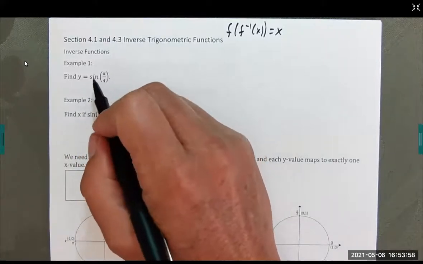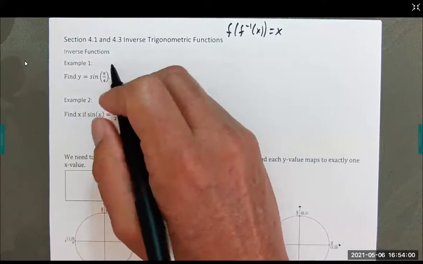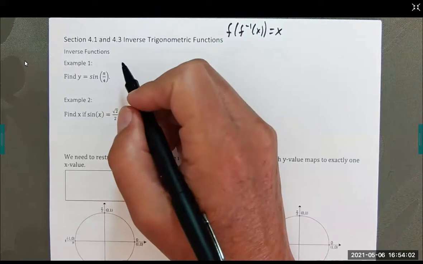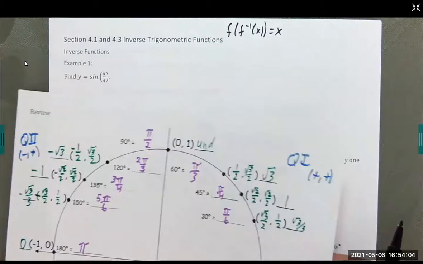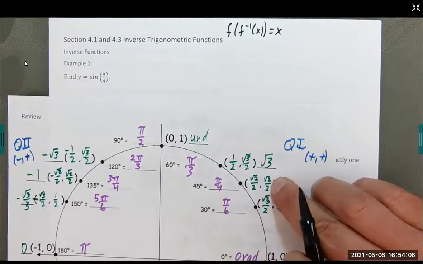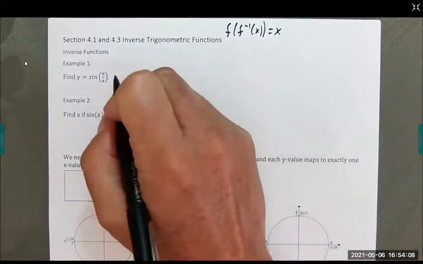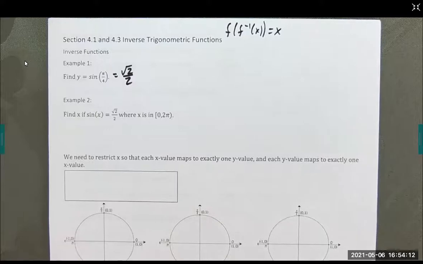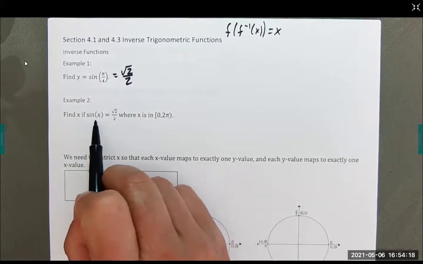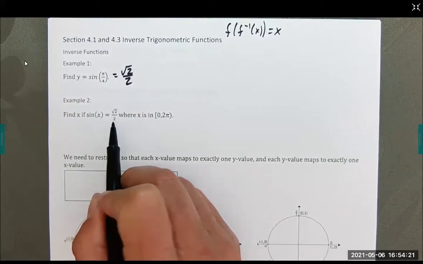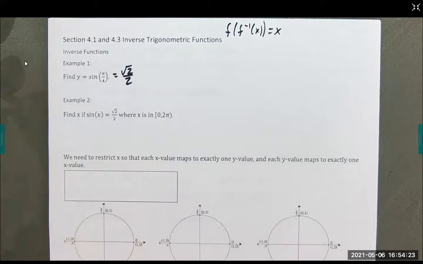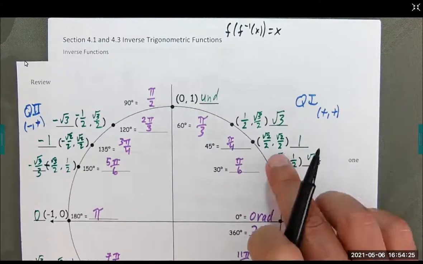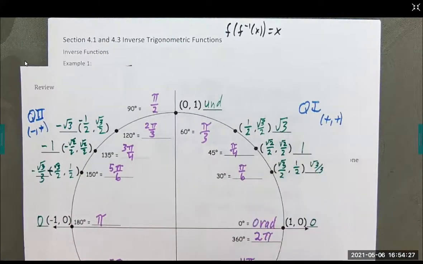So we'll start here. Sine of pi over 4. Here's pi over 4. Sine is the y, so that's root 2 over 2. And there's only one answer to that. It's just root 2 over 2. However, if we have an equation, sine of x equals root 2 over 2, we have more than one answer because sine is positive in quadrants 1 and in quadrant 2.